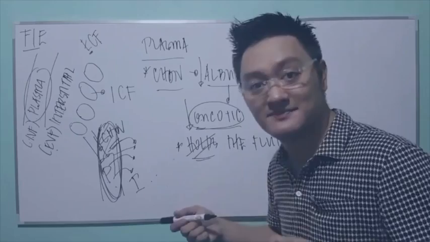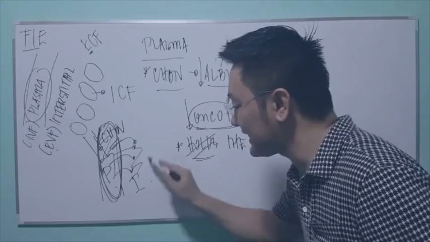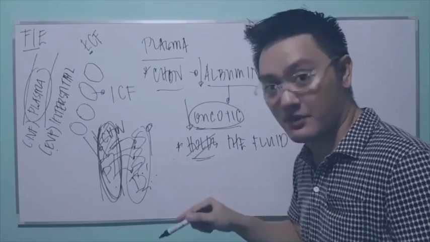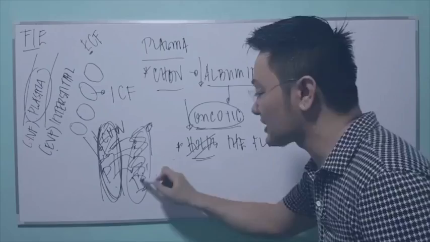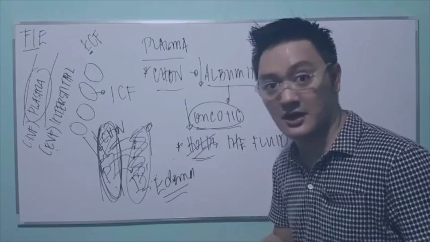Now, when fluid accumulates in the interstitial compartment, the interstitial volume increases. Remember, the blood volume decreases because the fluid gets out. The interstitial volume increases because there's accumulation of fluid there. Now, if interstitial volume increases, that leads to a condition called edema formation. Now, if the patient is edematous, what solution will you use?